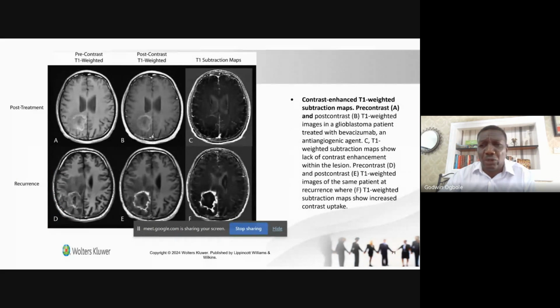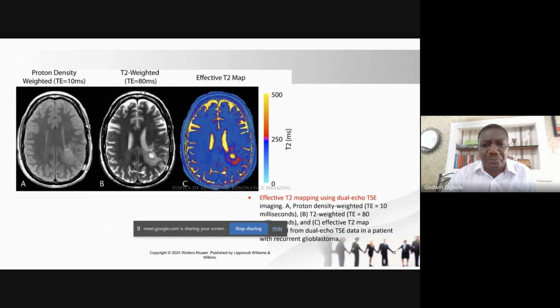Okay, so these are also more what you call subtraction techniques. Subtraction techniques help us to not just characterize tumors, but also to define the margins of tumors, how these margins are, how irregular they are. If you do a subtraction technique, you're able to segment the tumor and better characterize the margins of the tumor. These are also other unique, novel techniques that are used to characterize tumors.